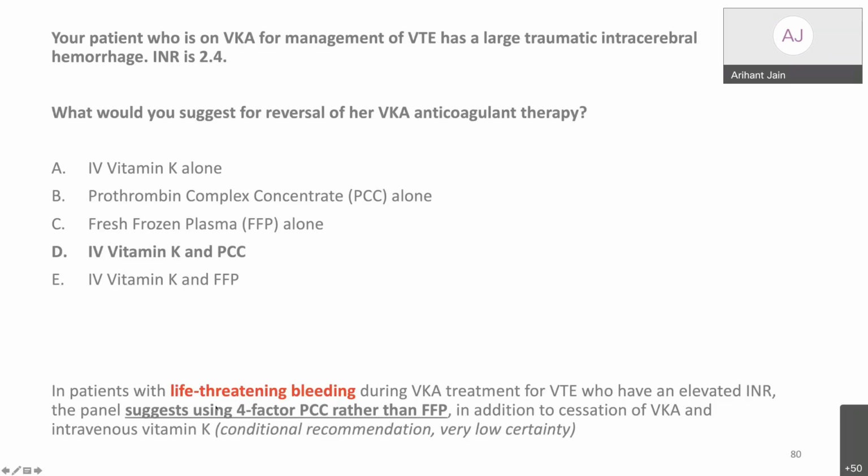So you can read the bottom line. In patients with life-threatening bleeding with VKA during VKA treatment for VTE who have an elevated INR, the panel suggests using 4-factor PCC rather than FFP, in addition to cessation of VKA and intravenous vitamin K. Okay. Conditional. Yes, sir.